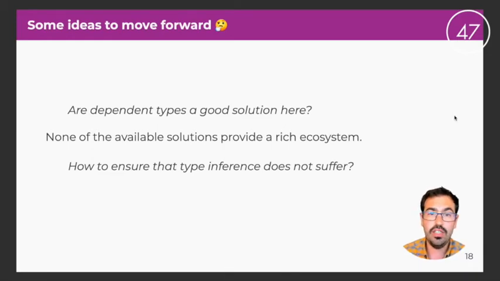The second question is how to ensure that type inference does not suffer. Even if we go to dependent types, well, dependent types have less type inference, and we want some amount of type inference because, well, that's what Haskell expects.